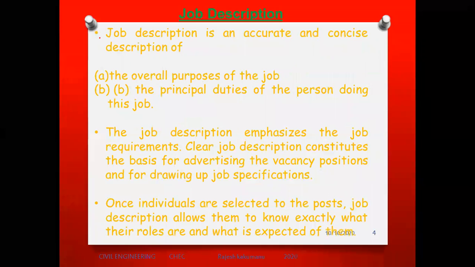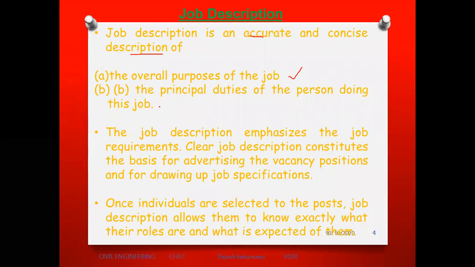We'll see the job description. The job description is an accurate and concise description of the job. It gives a correct and concise description of the overall purpose of the job. So it will discuss all the topics required to do the job.